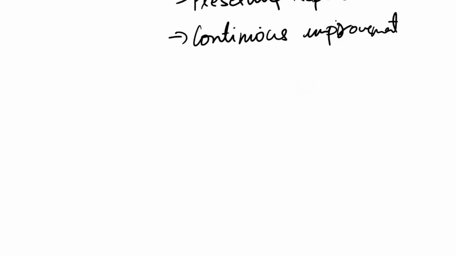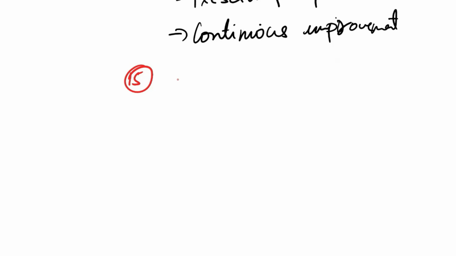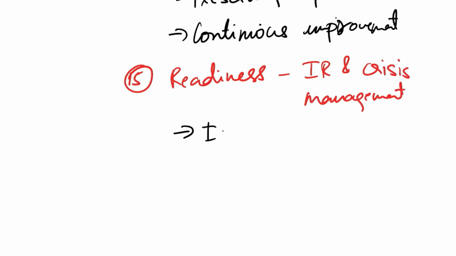Let's go to the next question. How do you assess an organization's readiness in incident response and crisis management? First, incident response plan review. Evaluate the existence and completeness of the organization's incident response plan. Assess whether it includes roles and responsibilities, communication plans, escalation procedures, and predefined response actions.